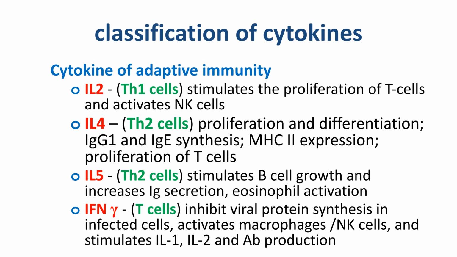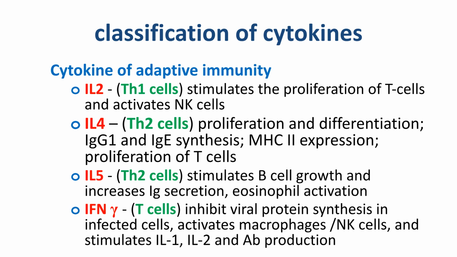IL-4 is produced by Th2 cells and is the defining Th2 cytokine. It promotes B-cell proliferation and differentiation. Crucially, IL-4 drives class switching to IgG1 and IgE antibodies, IgE being particularly important in allergic responses and helminth infections.